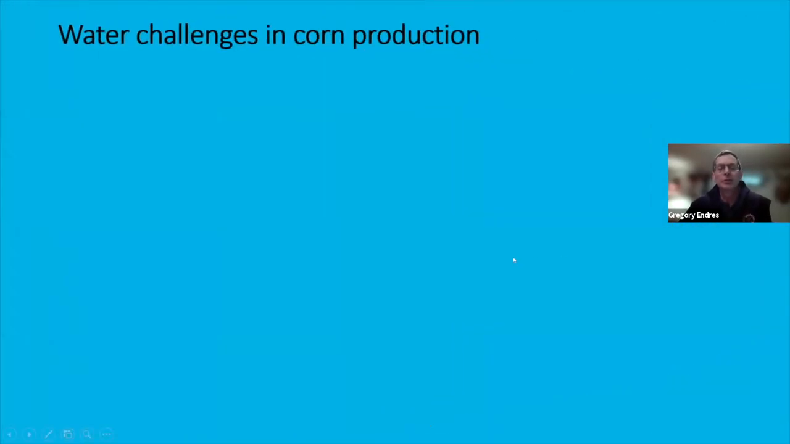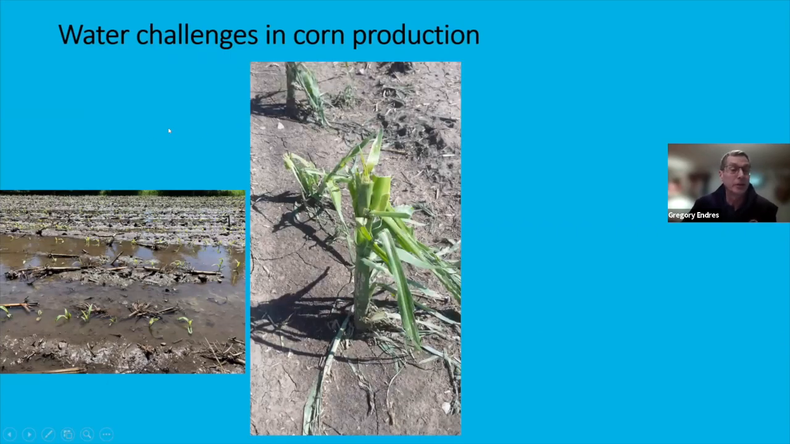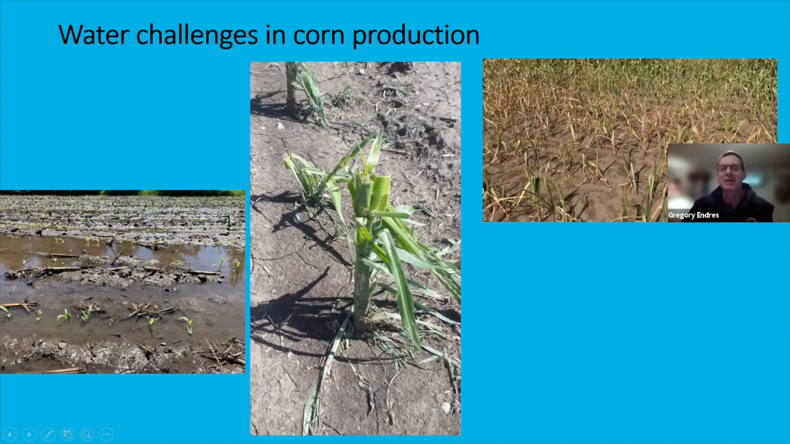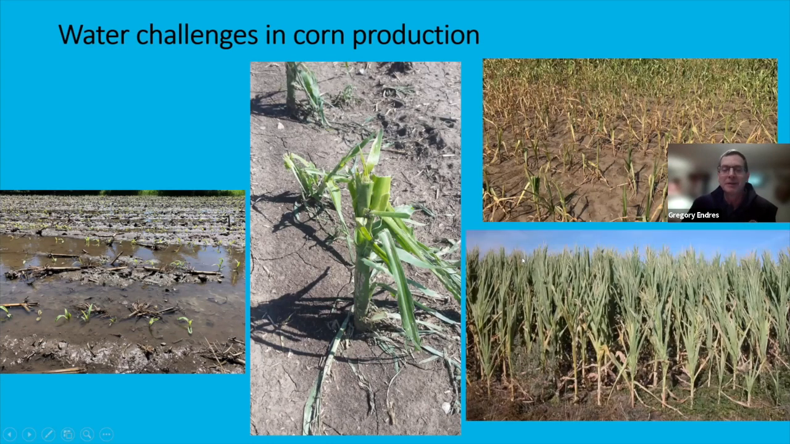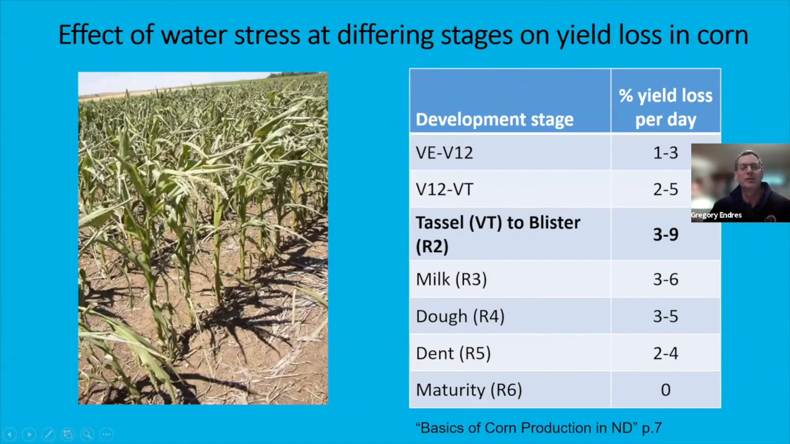Okay, let's get into a little bit of agronomic information. We all know that we have water challenges with corn production. Sometimes it's excessive, sometimes it's hard water, in other words, hail. And then most often in our region, we see moisture stress. So that's why I put two pictures up. And Ryan will talk a little bit about this as well, especially in the western part of the state.